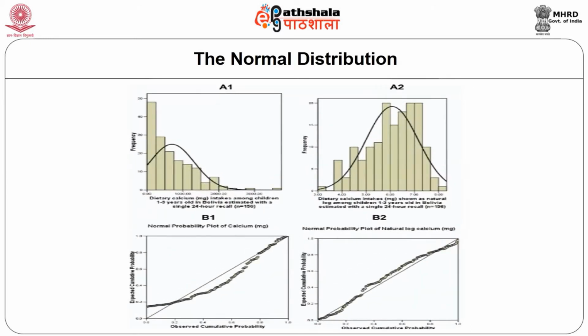If at all they are not following normal distribution or normal data, what do we have to do? If you see the A1 graph which I am showing to you, it is also from the Journal of American Dietetic Association: Dietary calcium intake among children 1 to 3 years old in Bolivia as estimated with a single 24-hour recall method of 156 children. If you see the data and the graph, it is a right skewed, highly skewed distribution.